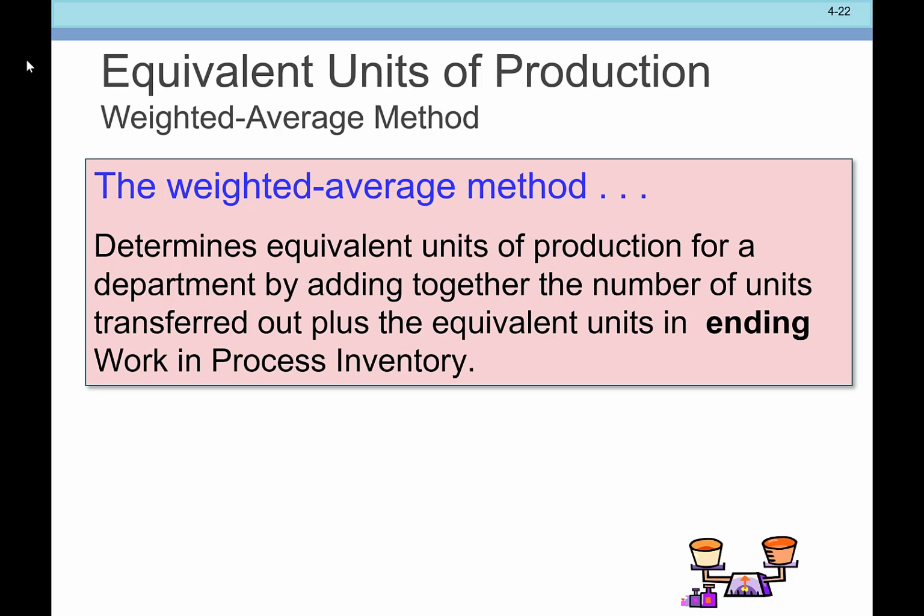The other important thing about weighted average is that we gather the costs that are both in beginning inventory and the current period costs in computing our weighted average cost per equivalent unit. Those are the two big things.